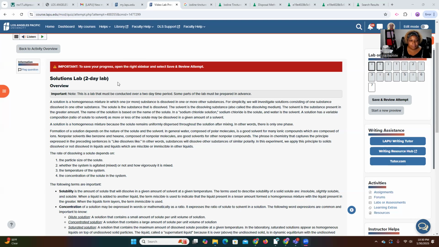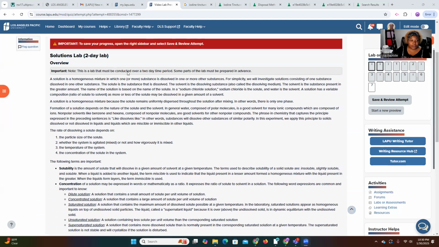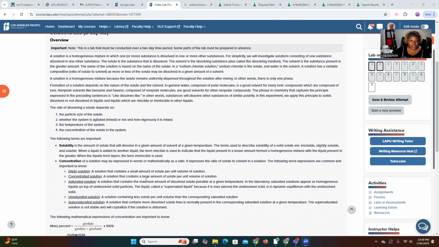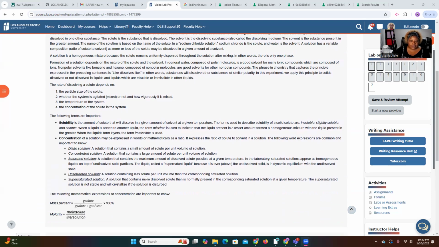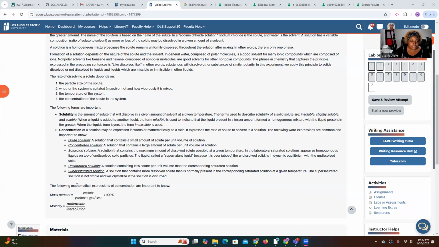One important thing I want to mention: it is a 2-day lab, so you will need to set aside 2 days to complete this lab. The first part is information, an overview of what you will be working on for this particular lab. We're looking at different solutions: dilute, concentrated, saturated, unsaturated, and supersaturated solutions.